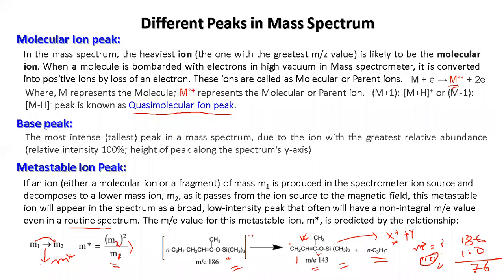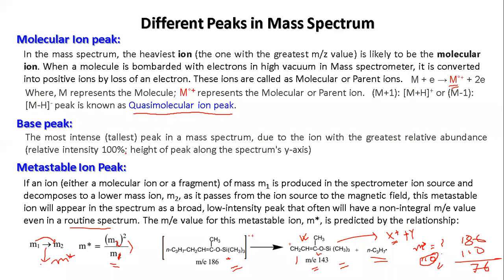We have learned the base peak. So base peak is the 100% peak. It doesn't mean that it will always be the molecular ion peak. It is the peak related to the ions which is having maximum number reaching to the detector. Okay, so maximum number reaching to the detector, that ion.